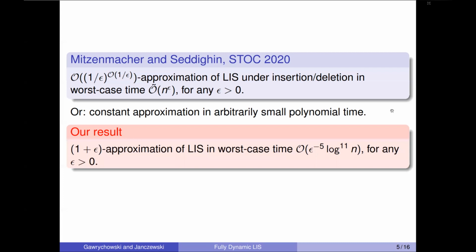And the answers are positive. In our paper, we designed a 1 plus epsilon approximation of LIS, performing updates in still not too practical time, but nevertheless polylogarithmic time of log to the 11th over epsilon to the 5th. Okay.